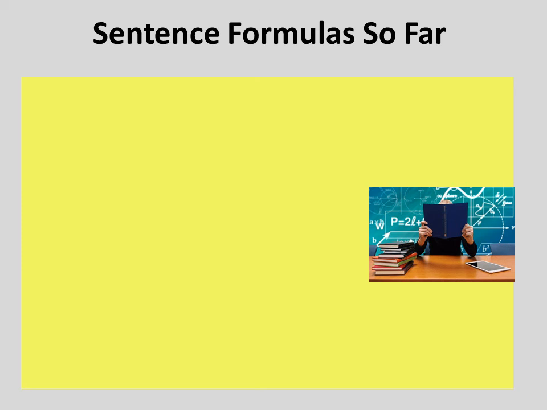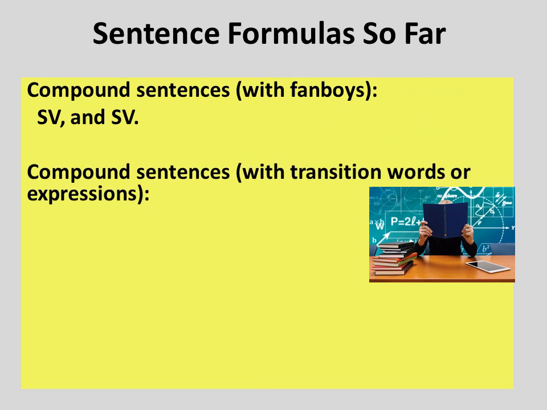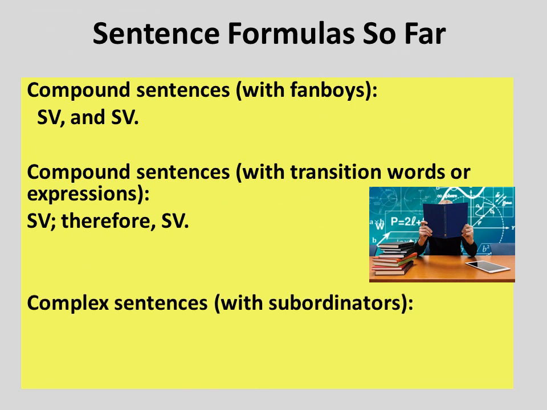So here are the sentence formulas we've studied so far. For compound sentences with the fanboys or coordinating conjunctions, we only have subject verb, comma, and subject verb. And for compound sentences with transition words or expressions, we have subject verb, semicolon, therefore, comma, subject verb. And don't forget, for complex sentences with subordinators, we have two choices. If subject verb, comma, subject verb, or subject verb, if subject verb. So now you have many formulas to say the same thing, just so you have sentence variety and sophistication in your speaking and your writing.